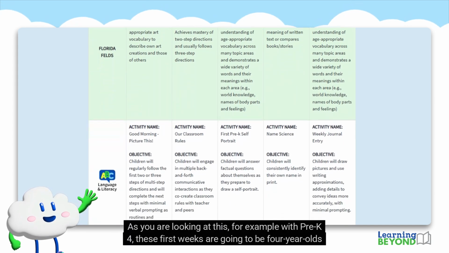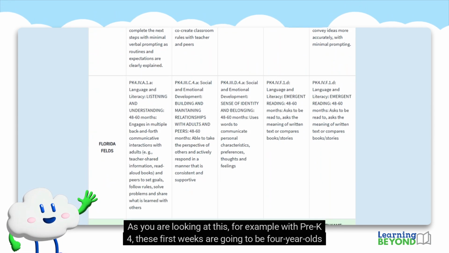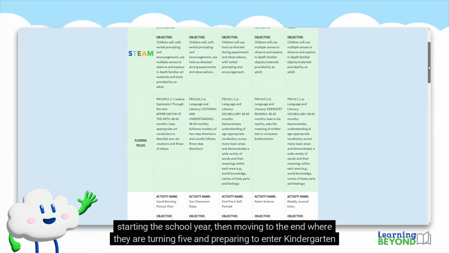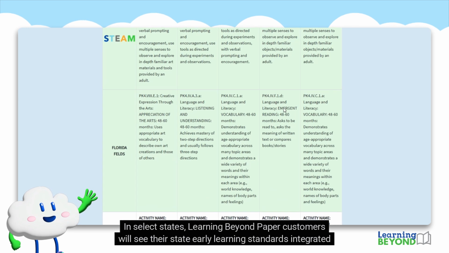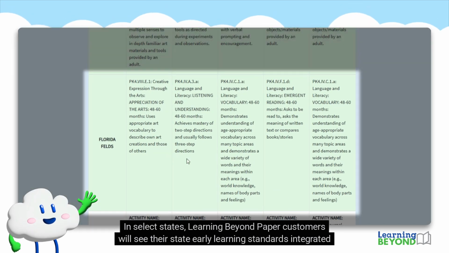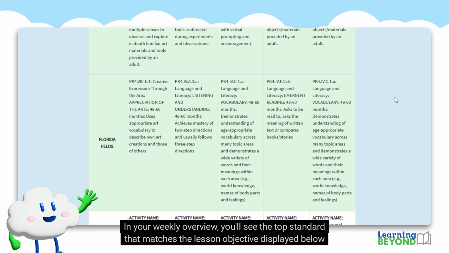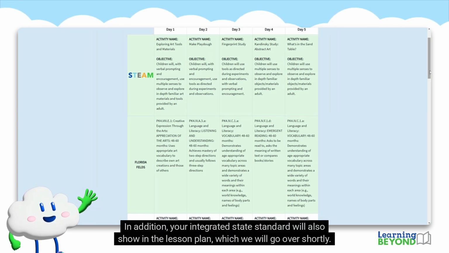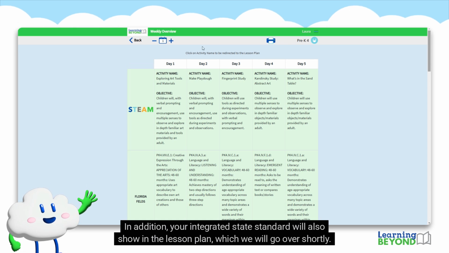As you are looking at this, for example, with Pre-K4, these first weeks are going to be 4-year-olds starting the school year, then moving to the end where they are turning 5 and preparing to enter kindergarten the following year. In select states, Learning Beyond Paper customers will see their state early learning standards integrated into the platform. In your weekly overview, you'll see the top standard that matches the lesson objective displayed below the lesson. In addition, your integrated state standard will also show in the lesson plan, which we will go over shortly.